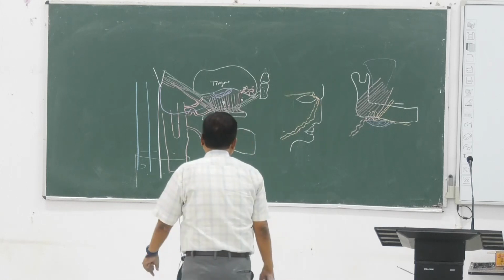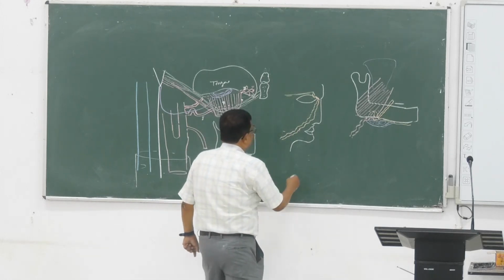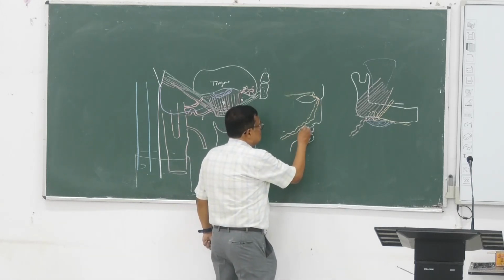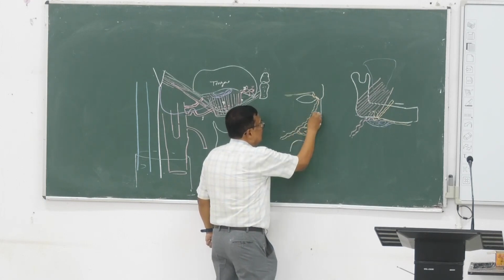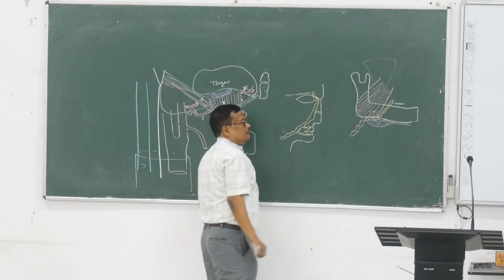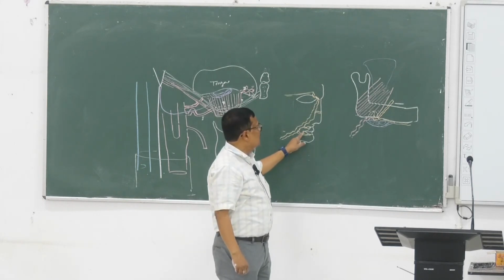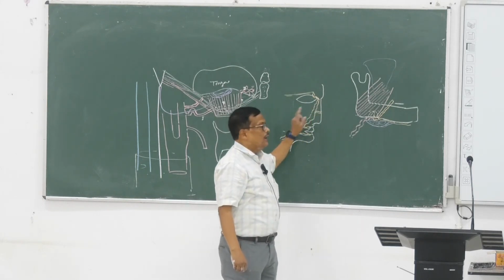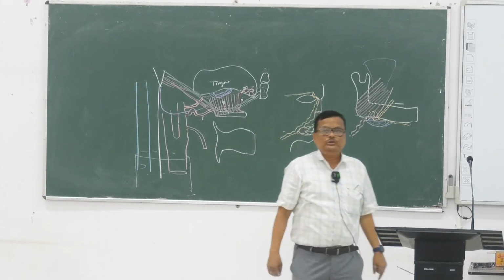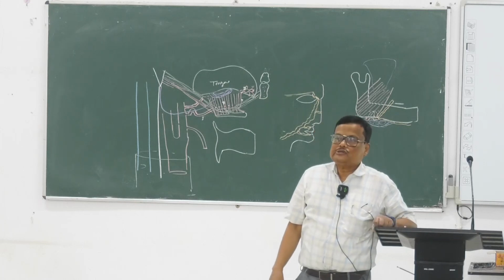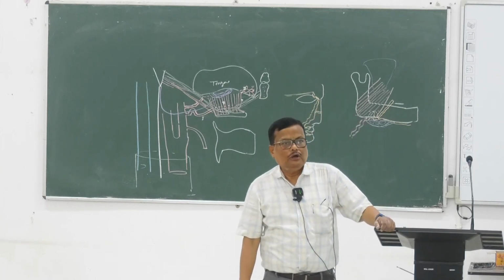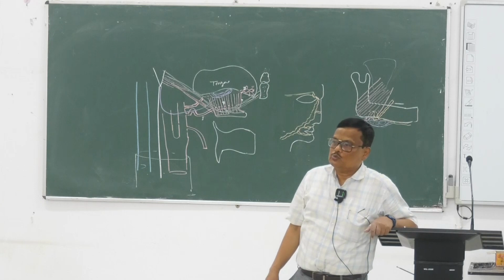Branches in the face: superior labial artery, inferior labial artery, and lateral nasal branch. So these are the branches of the facial artery. Next, the explain-why question: why is the facial artery tortuous?